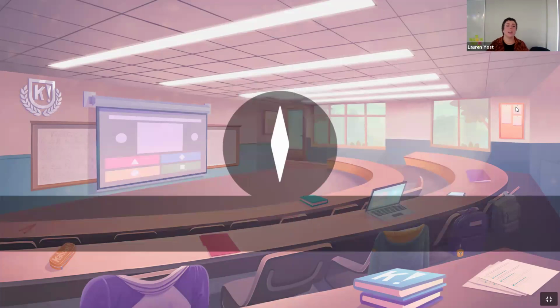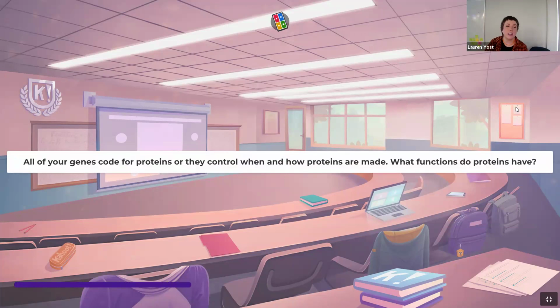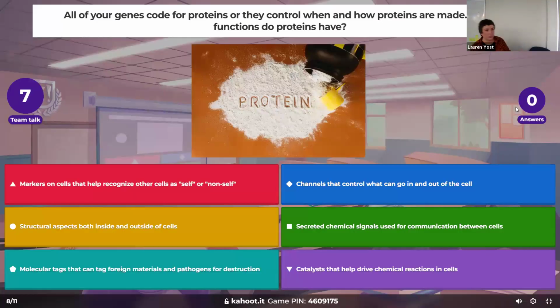All right, question 8. Pick all that apply. All of your genes code for proteins, or they control when proteins are made. What functions do proteins have? We actually talked about some of this a little bit, but it's a lot. So pick all that apply.